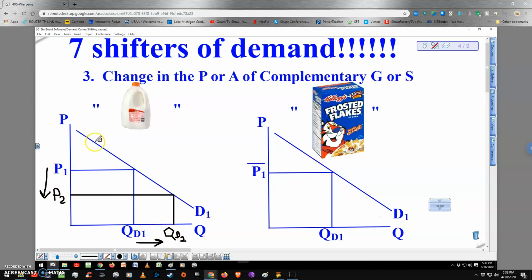Notice the demand curve did not change. Price did. QD did. That's a Q. QD did not change. Excuse me. Demand did not change. QD did. It got bigger because the price got lower. Notice there's a negative relationship. If this becomes less, this will become more. If this becomes more, that'll become less. But the demand does not change.